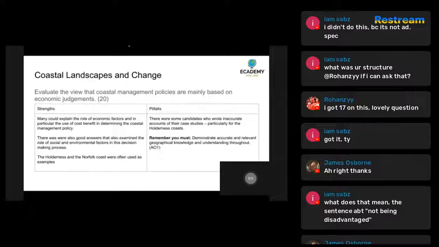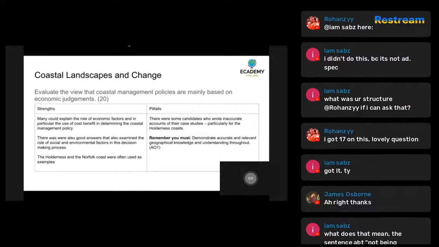Remember that in all 12 markers and 20 markers, you don't want to spend your time just talking about the premise of the question. You want to talk about something which is different. So here, you might want to cover up economic judgments and write down, I don't know, environmental judgment or social judgment. And for most students, they tend to use Holderness, and as I said, Happisburgh is a very common one that gets used too. I think that's in your textbooks, but I might be wrong.